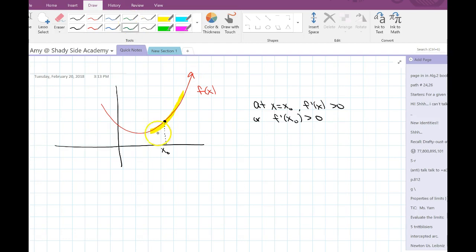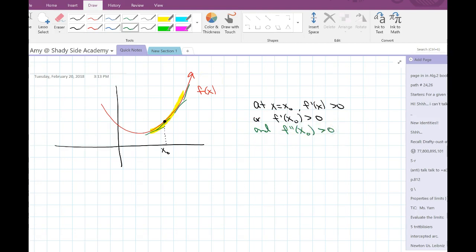And if I look at the slopes of the lines tangent at various values of x, I notice that at x equals x naught, at that moment in time, f prime is positive, but also the rate of increase is increasing. In other words, the slopes of the lines tangent are positive, right? But the slopes of the lines tangent are getting more positive. So if I look at that, that tells me this.